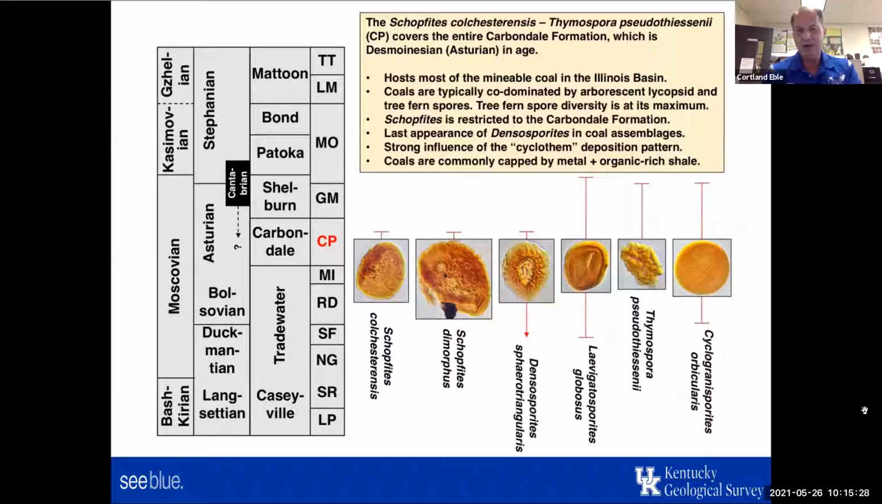And here we have a very strong influence of cyclothem deposition. I should note that these coals, and Phil touched on this yesterday, are commonly capped, or the overlying roof strata tends to be a very dark, organic-rich shale that is also metalliferous. It contains a great deal of many different types of critical metals and other things. And what I mean by organic rich, TOCs on these are commonly in excess of 20%, 20 to 30% in some cases. Next slide, please.